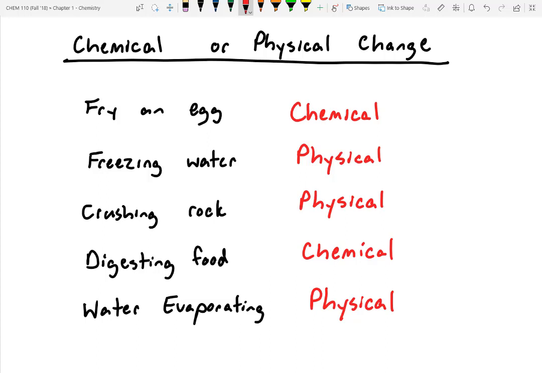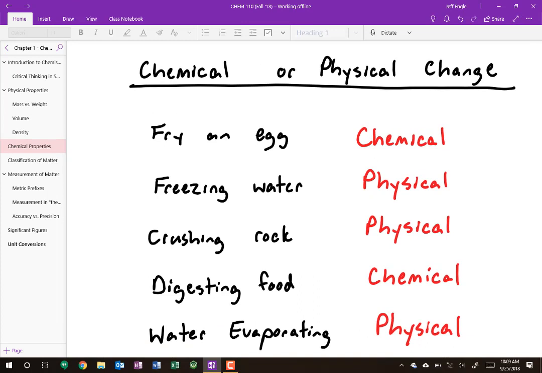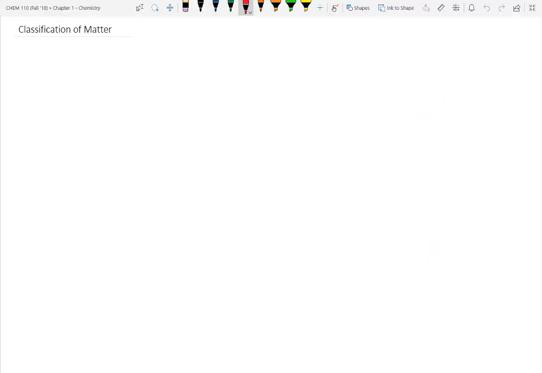All right, so now what we've got to do is dig in and classify matter in a bit more detail. So that's what we're going to spend the last chunk on. And this might seem like elementary school a little bit, but bear with me. There are three types of matter. Three main types, I should say. Does anybody remember what those are?